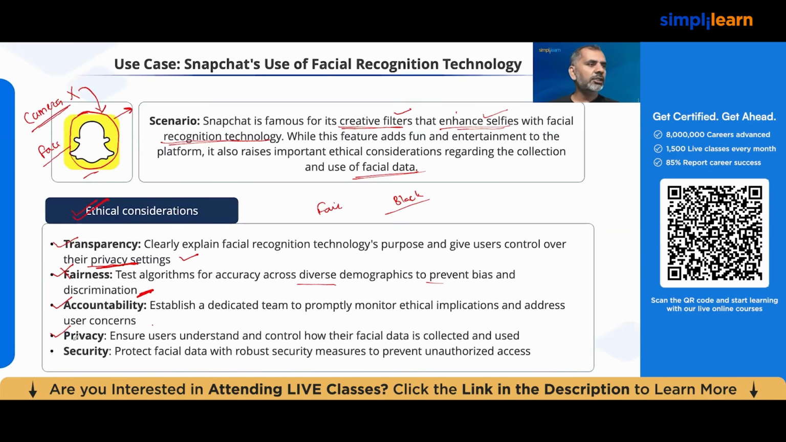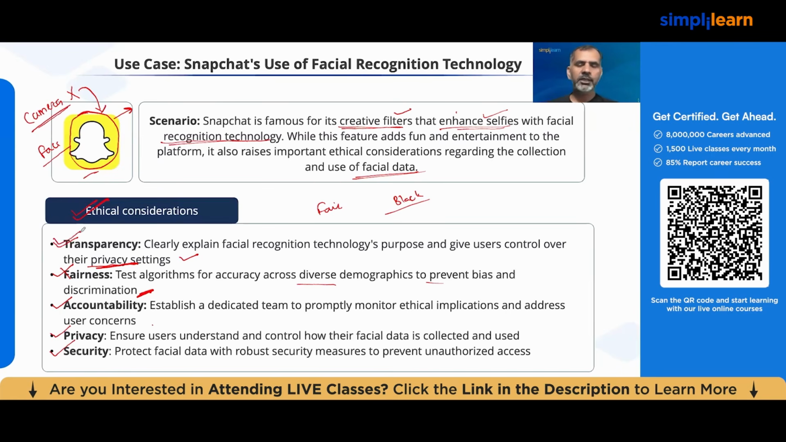And finally, talking about security. Snapchat has to protect facial data with robust security measures to prevent unauthorized access. It should not be that the data can be stolen by a third party or misused by someone else. So these are some standard practices that we listed on the previous slide.